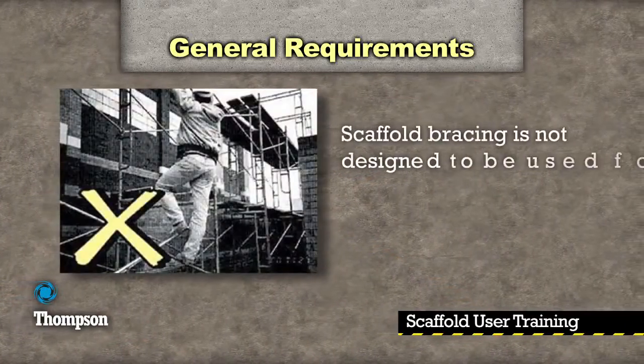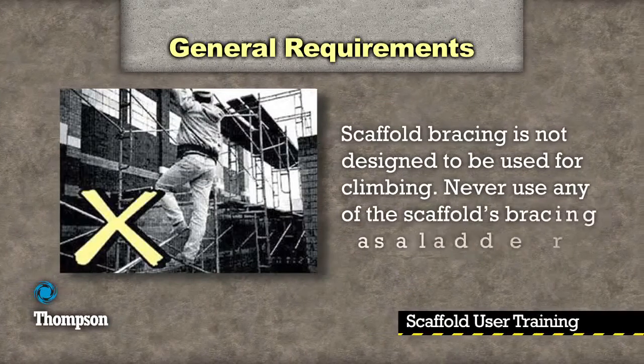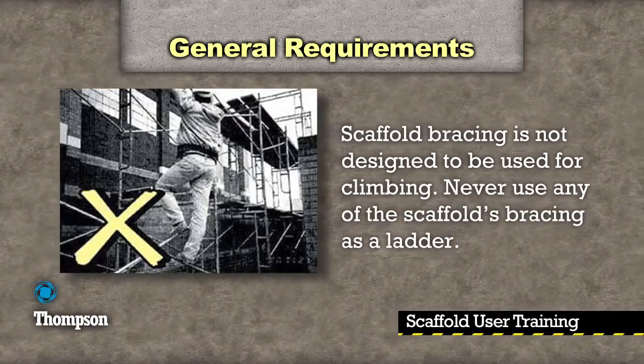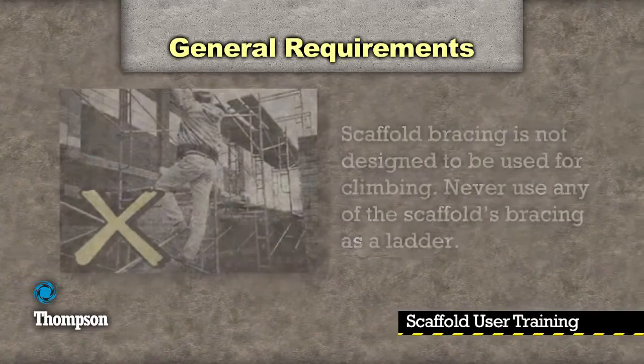Remember, scaffold bracing is not designed to be used for climbing. Never use any of the scaffold's bracing as a ladder.